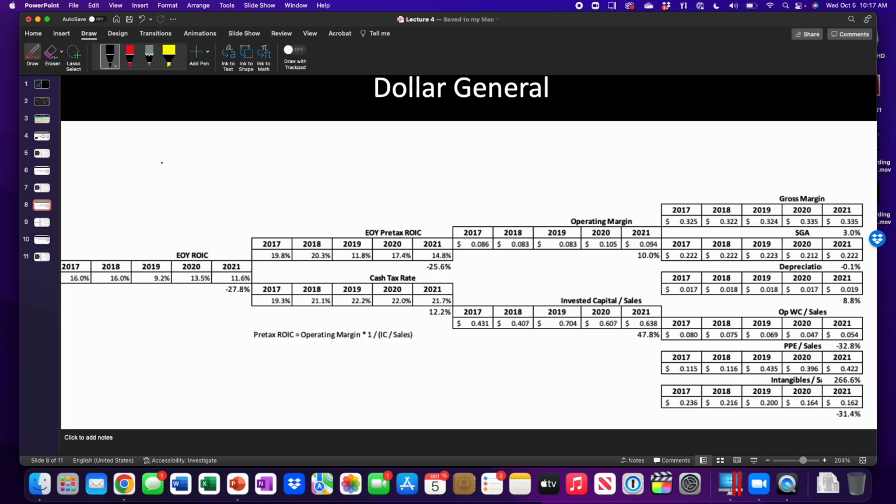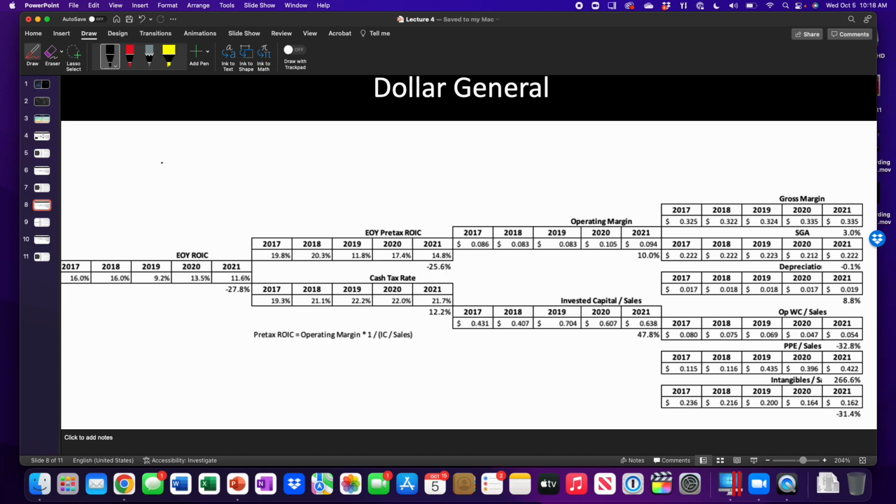Who wants to go through the second level productivity? You got two tough acts to follow. Okay, go ahead. Alright, so we can see that productivity actually decreased. In 2017 it was 0.431, in 2021 it was 0.638. So we can take a deeper dive.